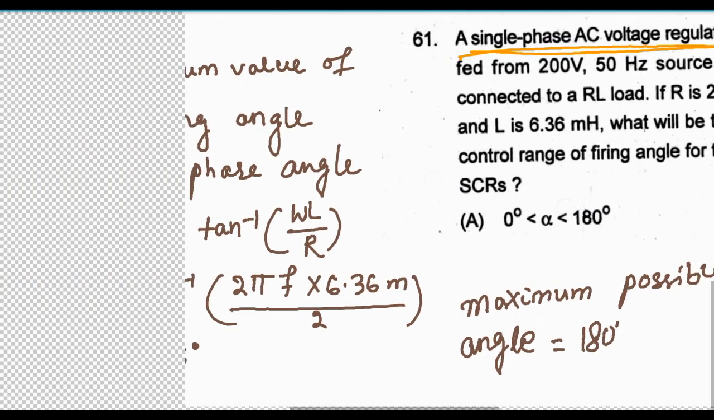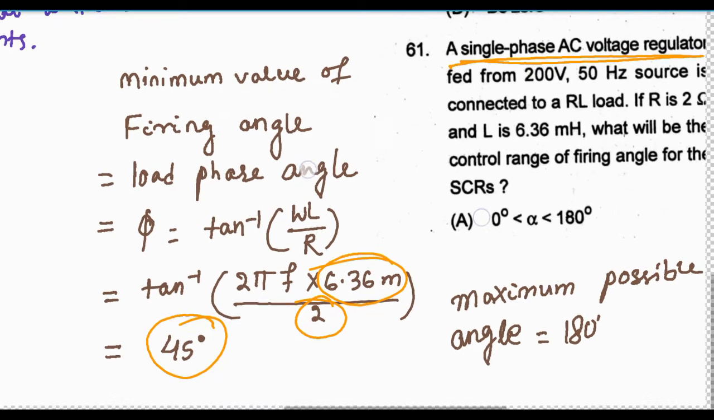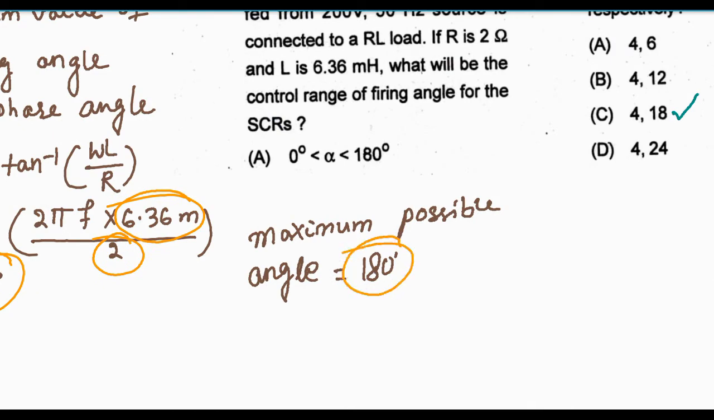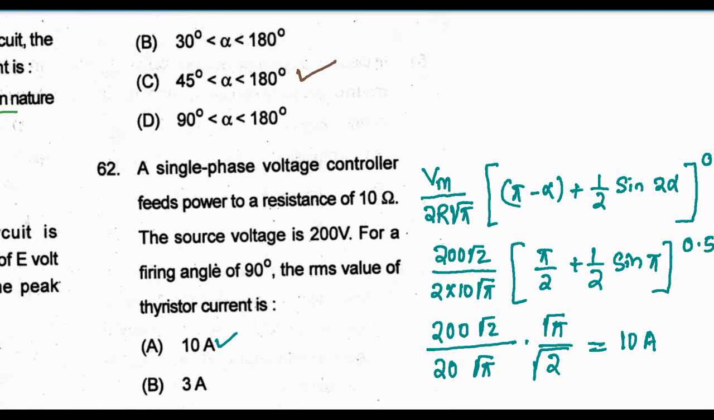generally the minimum value of firing angle is defined as phi, which is equal to tan inverse of omega L by R, that is tan inverse of XL by R, where omega is 2 pi f, with f given to be 50 Hz, L given to be 6.36 millihenry, and R is 2 ohm. The result will be a 45 degree angle. This is the minimum value of firing angle, and the maximum possible firing angle is always 180. So here the answer is option C, that is from 45 degree to 180 degree. Option C here is the correct answer.